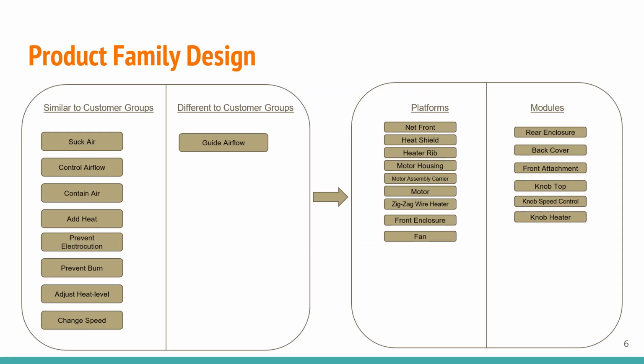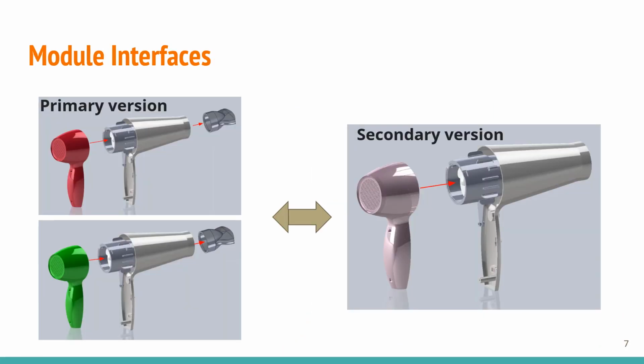The differentiating function is the guide airflow, which is provided by the unique attachment mentioned earlier. These are also differentiated by the color of the parts on the right. Here are the module interfaces for both the primary customers and the secondary customers. As you can see, we replaced screws at the rear enclosure with snap fit, and the secondary version also does not have the unique attachment mentioned.